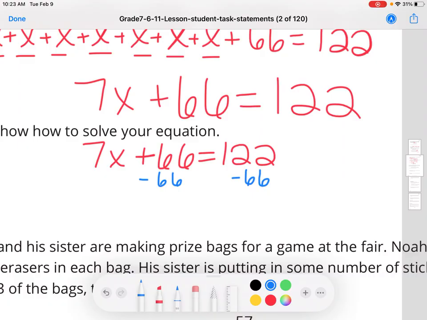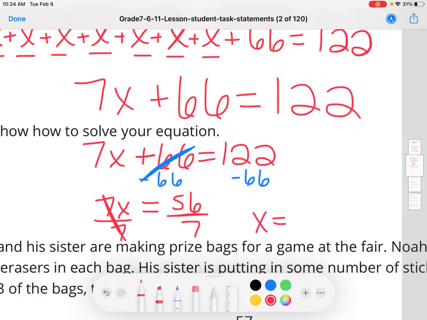So 66 plus 66 and then minus 66 gives me 0. So I'm left with 7x is equal to 122 minus 66, which gives you 56. And then since I'm multiplying 7 times x, the inverse of multiplication is division. So divide both sides by 7. So that leaves me with x is equal to 56 divided by 7, which is 8.